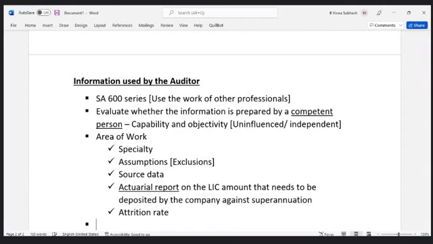So first we analyze the competence of the person who has issued it. Okay, he is an actuary. Yes, we can take it for consideration. Next, look at the work done or the report submitted. What is the source data that they have taken? What are the assumptions that they have taken? What is the speciality of this particular person who is giving it?